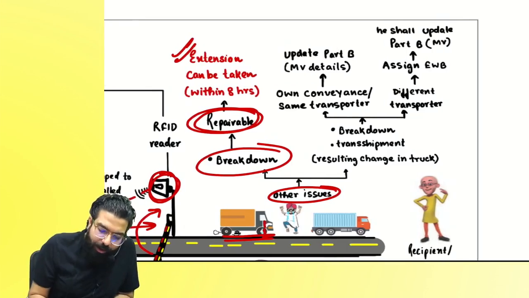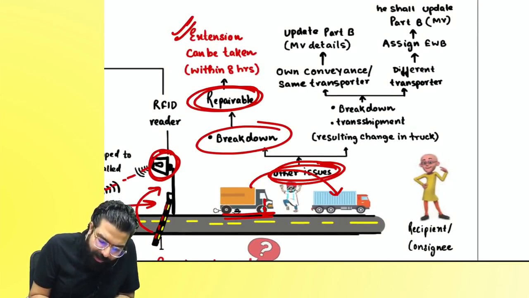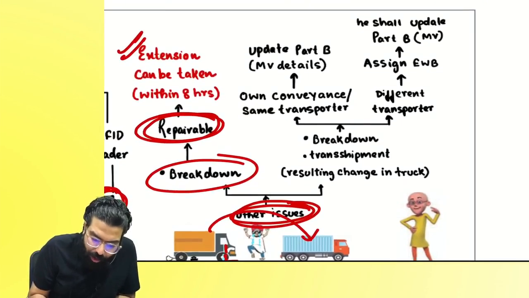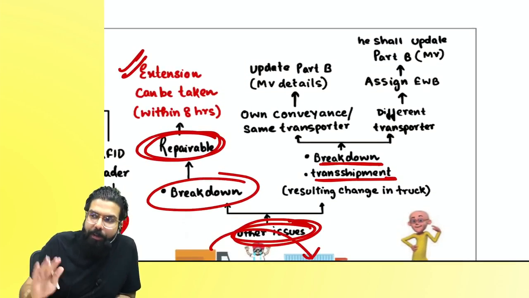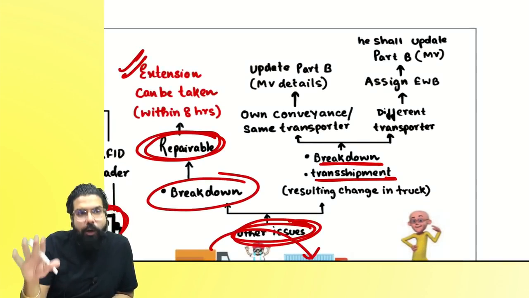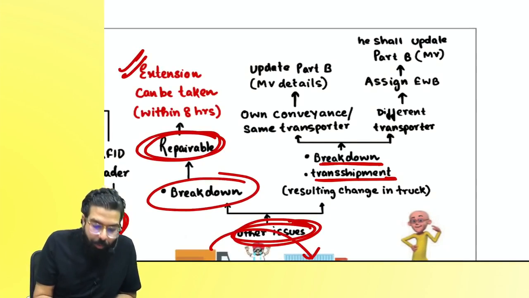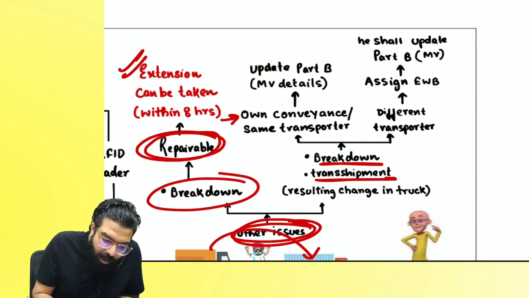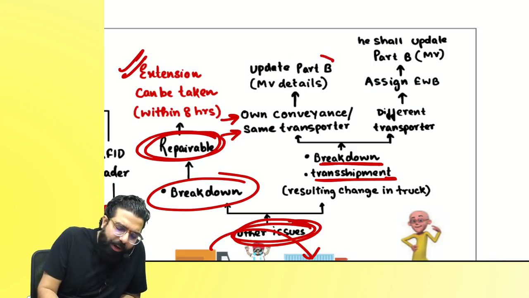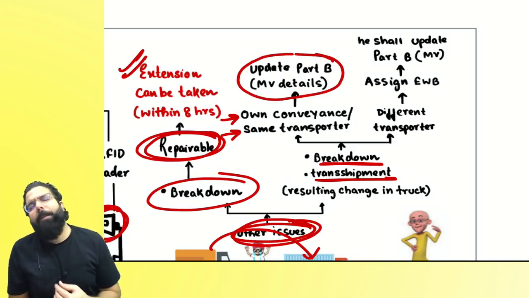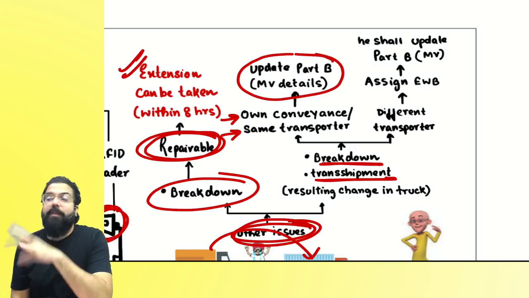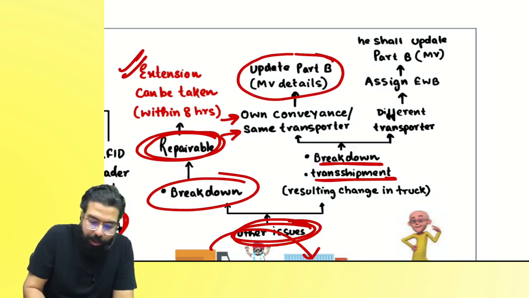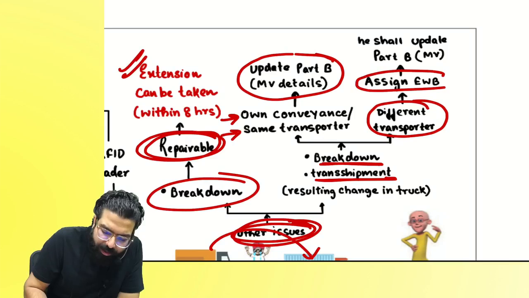Sir, supposing any other issue is there wherein only the truck is changing, then in that scenario you should always remember, if transshipment or breakdown has happened, transshipment means you are changing the truck, or any breakdown because of which you are changing the truck, and your own conveyance is there or the same transporter is there, you will just update Part B, take the goods and go. However, if the transporter is changing, then the transporter will assign the e-way bill to another transporter.